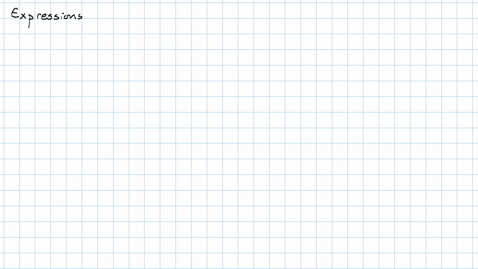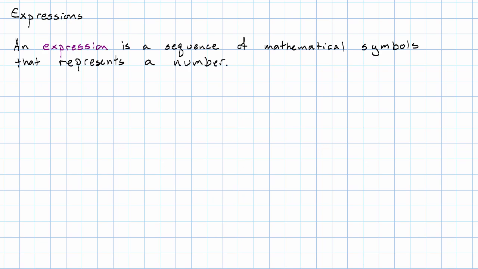The fundamental object we're going to manipulate in algebra is what's called an expression. What is an expression? An expression is just any sequence of mathematical symbols that represents a number. This represents a number part is the key idea here. Now, maybe we know what that number is right now, or maybe we don't. But regardless, an expression represents just one number.